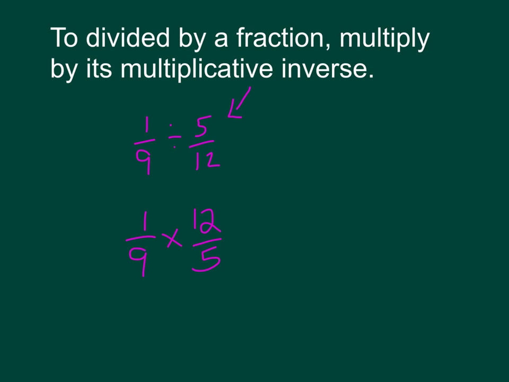Now this problem's just like what we've seen before, and I'm going to simplify down. I can divide both these by 3, and I get 3 here and 4 here, and that gives me 4/15. So for your assignment today, write the original division problem, then rewrite it as a multiplication problem and solve.